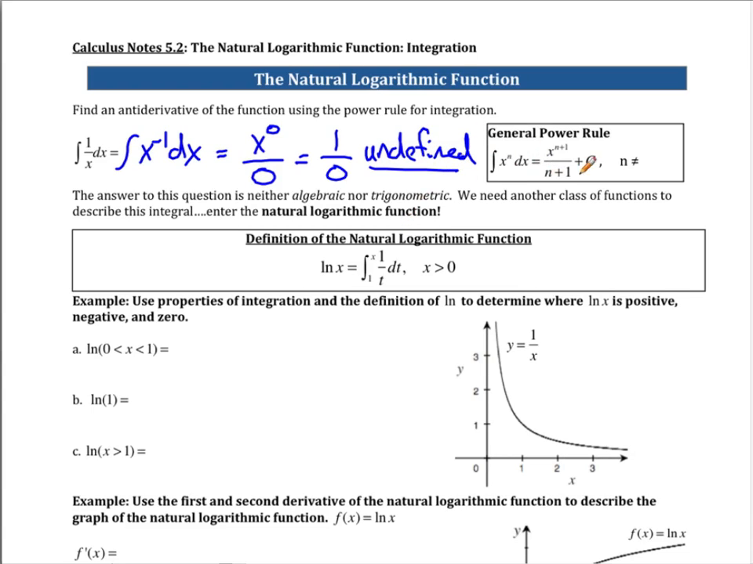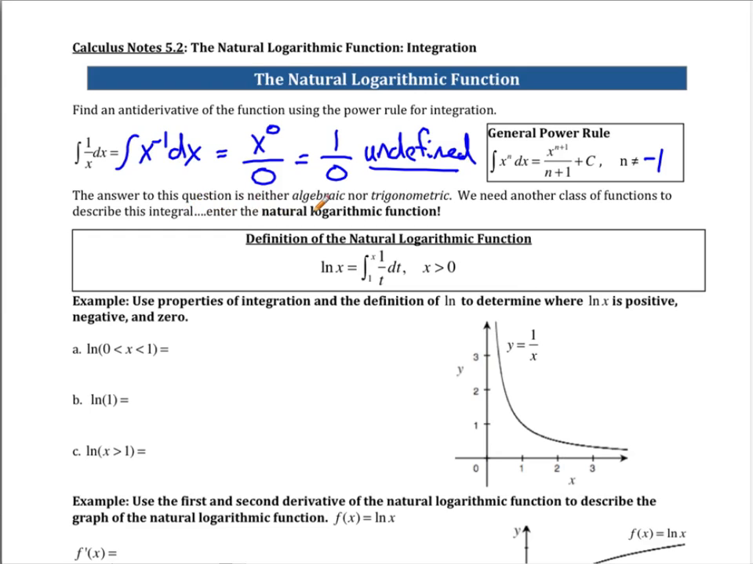Okay, so if we're looking at the general power rule, the indefinite integral of x to the nth power is x to the n plus 1 over n plus 1 plus c, as long as n does not equal negative 1. Because if n is negative 1, then the general power rule is undefined. So the answer to this question is neither algebraic nor trigonometric. And just because we get an undefined answer doesn't mean there isn't an answer. And in math, a lot of times when we get something that's undefined, we create new math to describe what's happening. So we need another class of functions to describe this integral.